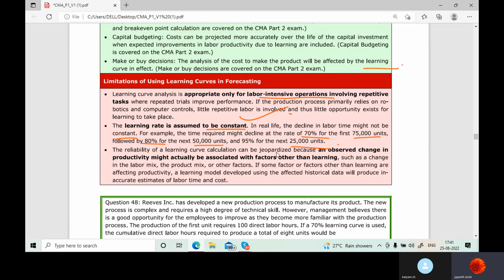Reliability of learning curve calculation can be jeopardized because an observed change in productivity might actually be associated with factors other than learning. There can be other factors which can reduce the time rather than the learning curve. Product mix can be one of the examples.